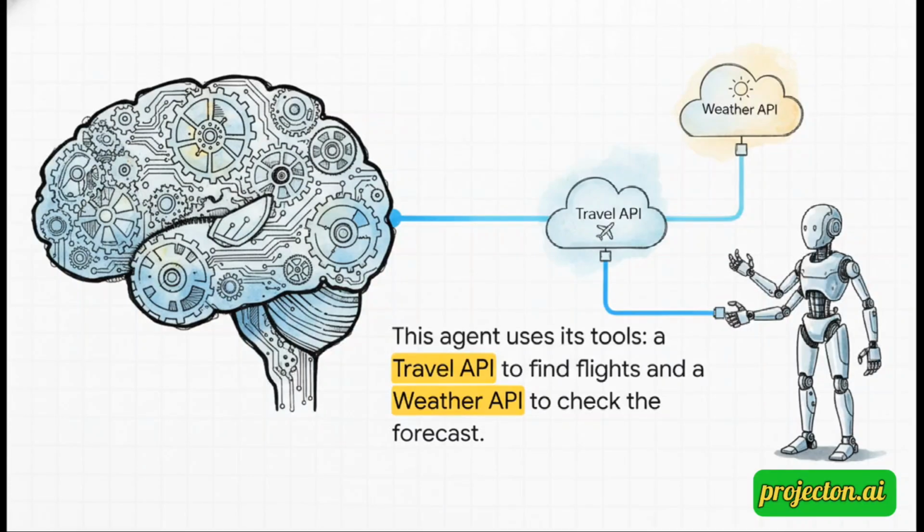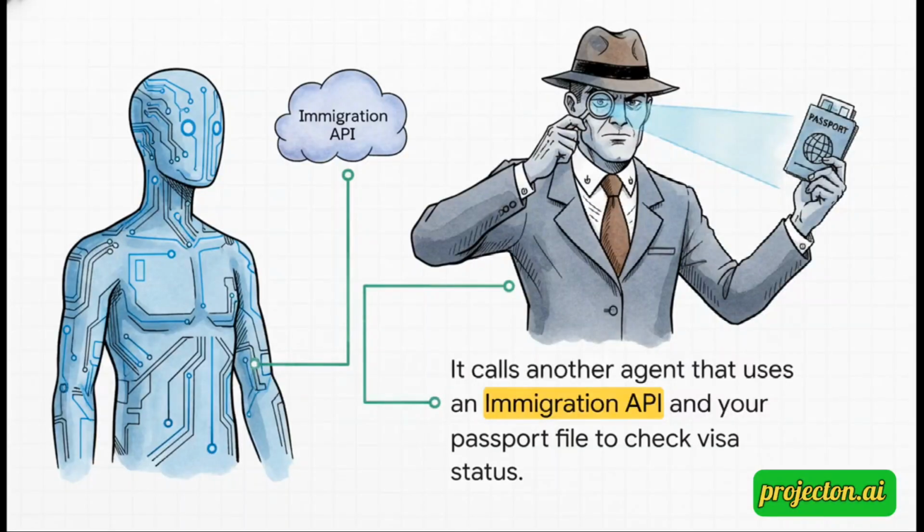It breaks the problem down. It calls in specialized agents. First up, it summons the flight booker agent. This one has the right tools for the job: a travel API to find the flights and a weather API to make sure it'll be sunny. But it's smarter than that. The system knows an international trip has other steps, so it calls on a totally different agent, an immigration specialist. And this agent has its own unique set of tools, maybe an immigration database and access to your passport info to figure out the visa situation before it books anything.